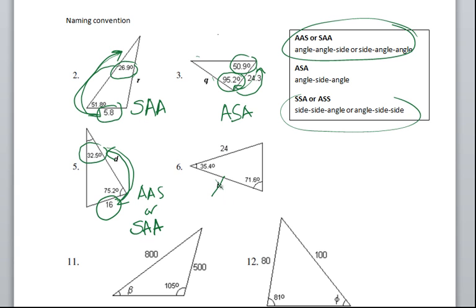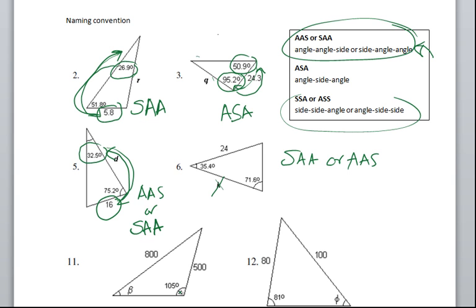Let's take a look at number 6. We can ignore the K. But we have a side, an angle, and another consecutive angle. So this would be SAA or AAS. Okay, and you'll notice here that they're the same thing. Alright, let's take a look at 11.